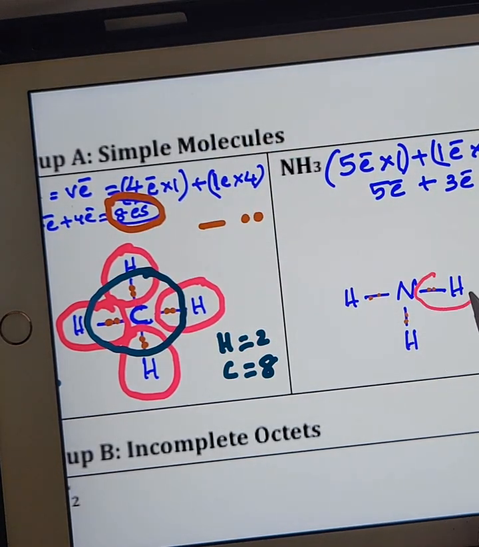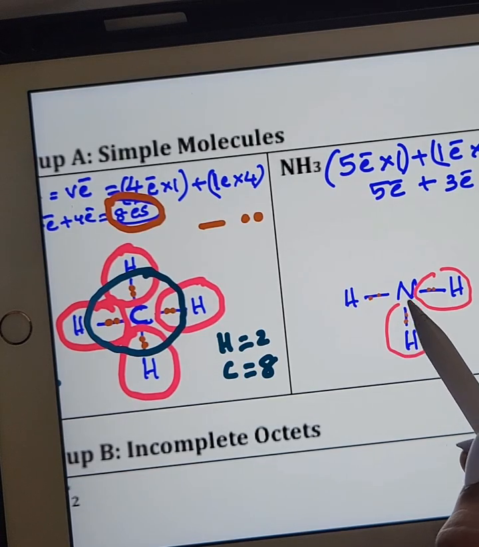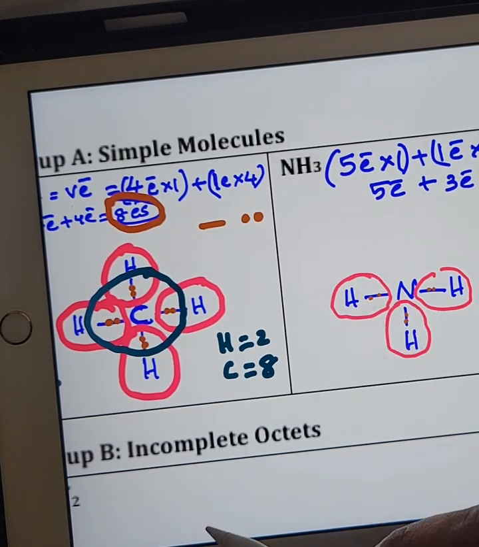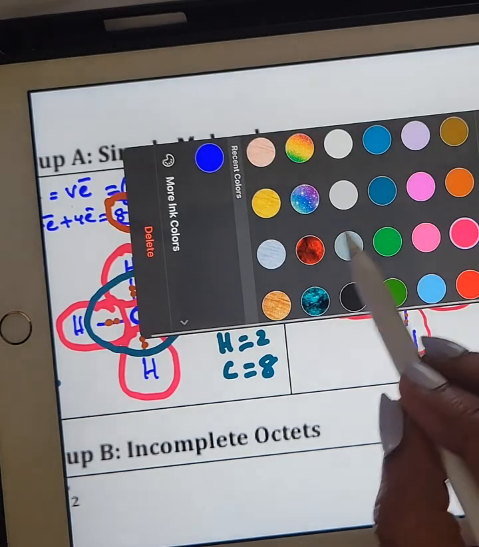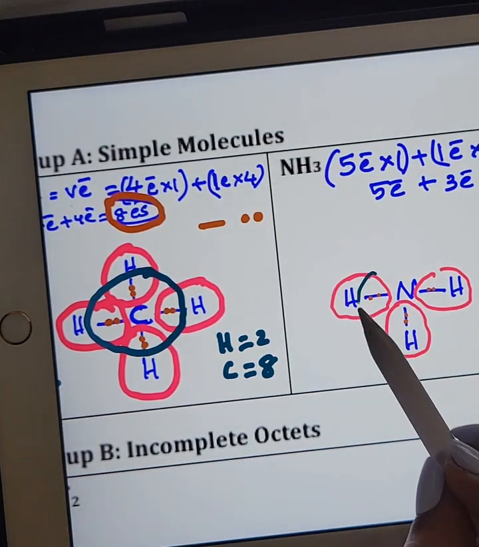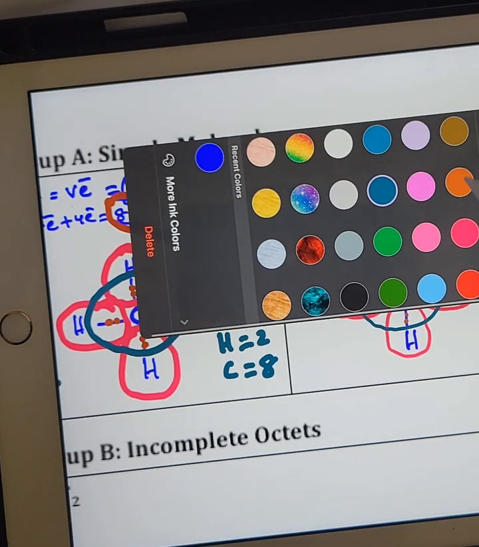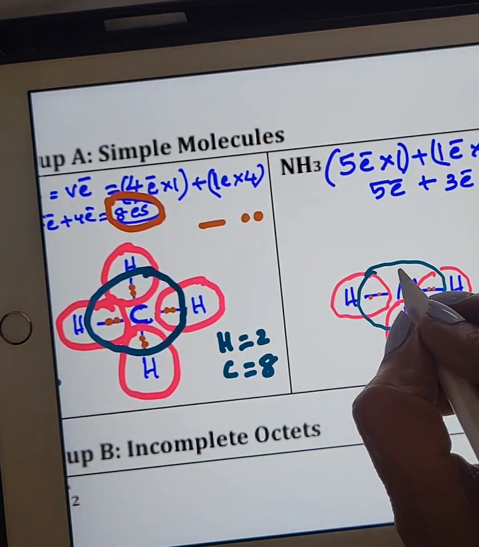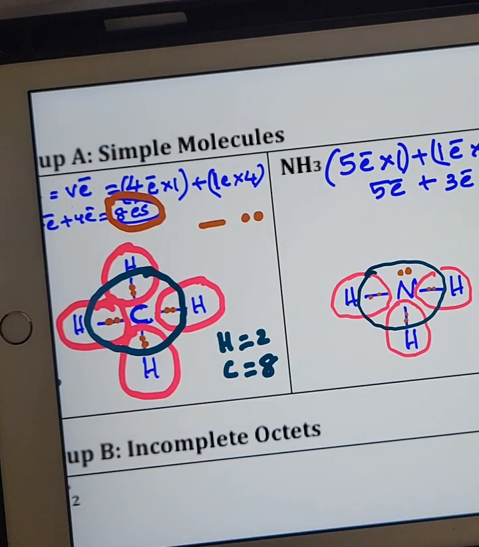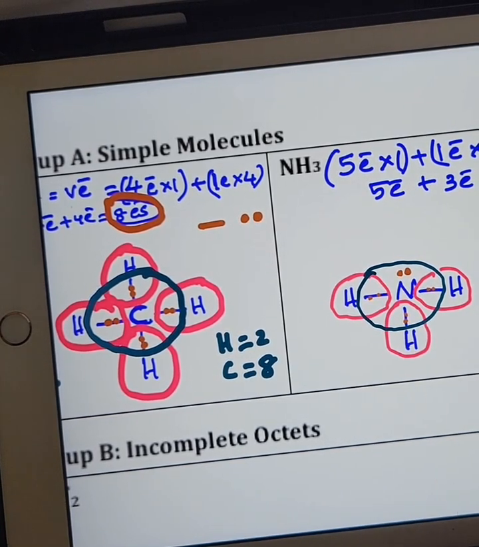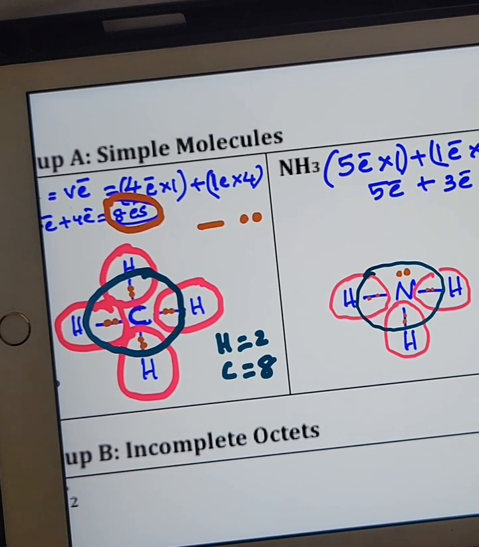So this hydrogen has 2 electrons. This hydrogen happy. This hydrogen happy. This hydrogen happy. Look at the nitrogen. Nitrogen has how many now? Only 6. The 2 from here, 2 from here, 2 from here. It needs 2 more. We know that we have 2 more electrons left over. So those electrons will go to the central atom as a pair of electrons. So I'm going to draw that here on the nitrogen, which is not shared by any atom. It is completely owned by nitrogen.